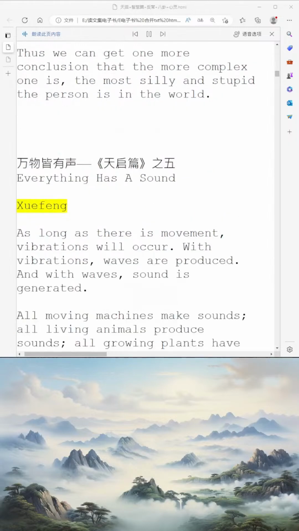Xiefeng. As long as there is movement, vibrations will occur. With vibrations, waves are produced. And with waves, sound is generated. All moving machines make sounds. All living animals produce sounds. All growing plants have sounds.